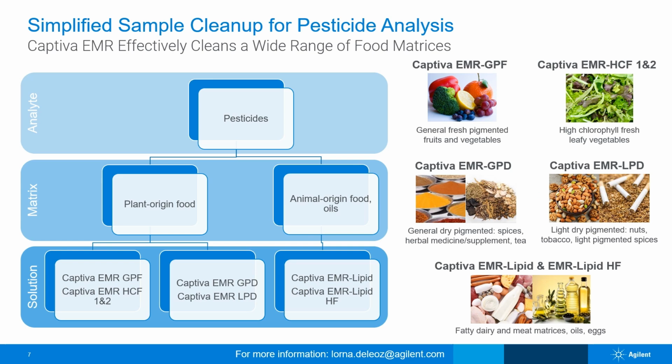The Captiva EMR cleanup has several sorbent varieties to remove matrix interferences from food. For food from plant origin, we have the Captiva EMR GPF for fresh fruits and vegetables, and the HCF for fresh leafy vegetables. We also have the Captiva EMR GPD for dry spices, tea, and coffee, and the LPD for dry nuts and lightly pigmented spices. For oil and other fatty matrices from animals, we have the Captiva EMR lipid.